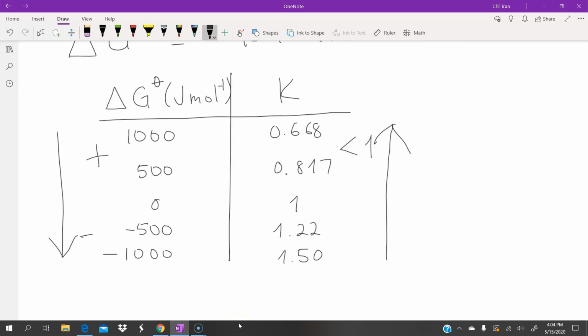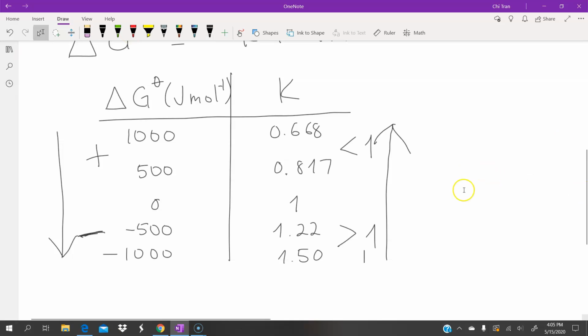But when Gibbs free energy is a negative value, the equilibrium constant is greater than 1. So there's more products than reactants. So the equilibrium point shifts toward the right. So it's favoring the forward reaction. And this makes sense because Gibbs free energy indicates the degree of spontaneity of the reaction and how much it favors the forward reaction. So when Gibbs free energy is negative, there's more forward reaction, and so there's more products than reactants, and vice versa.